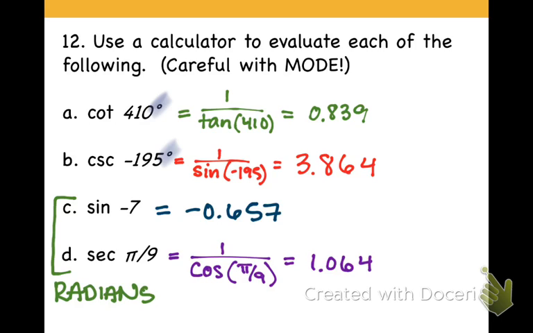All right, so for the cotangent, cosecant, and secant, those are reciprocal functions. So we do need to do 1 over the reciprocal function. So it's 1 over tangent of 410. And so we get 0.839. 1 over sine negative 195 is 3.864. C and D, you do need to change the mode on your calculator to be radian mode. And we should get negative 0.657 for sine of negative 7. And then secant of pi over 9, that's 1 over cosine pi over 9. So you just do pi divided by 9 in that parentheses, and you get 1.064.